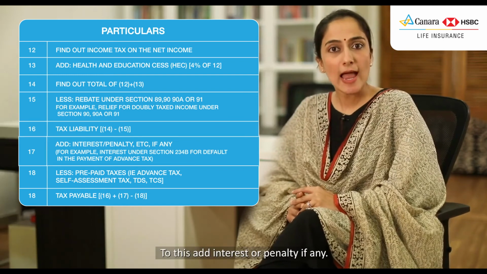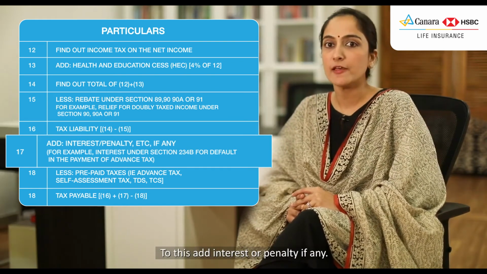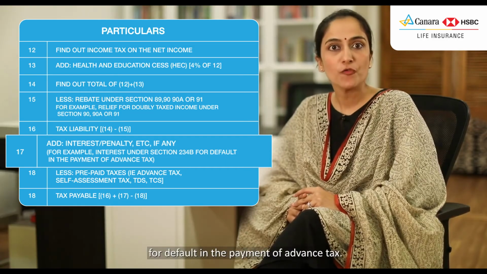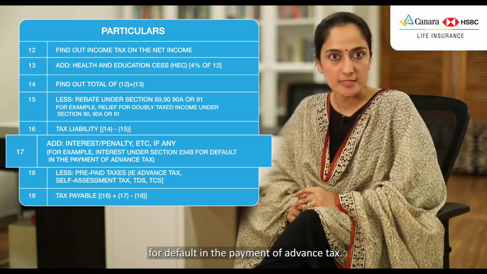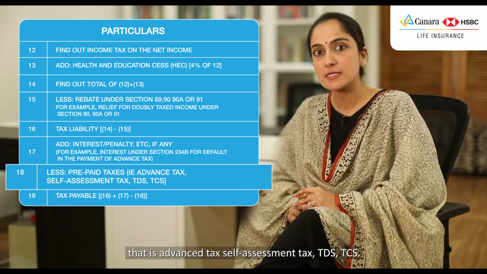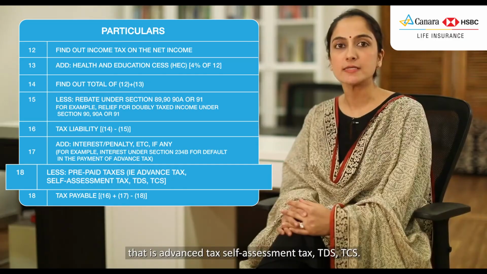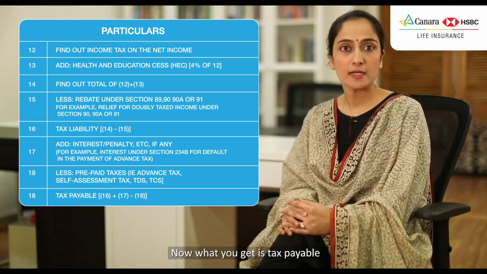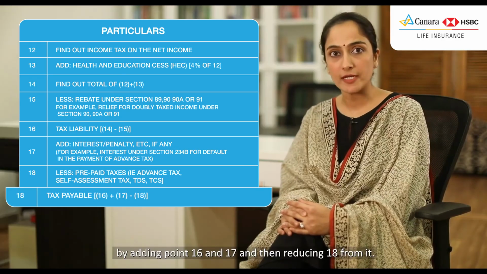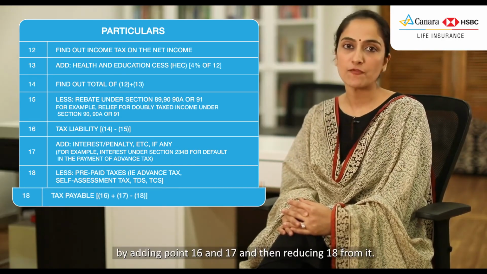To this, add interest or penalty if any. For example, interest under section 234P for default in the payment of advance tax. From this, reduce prepaid taxes, that is advance tax, self-assessment tax, TDS, TCS. Now what you get is tax payable by adding points 16 and 17 and then reducing 18 from it.